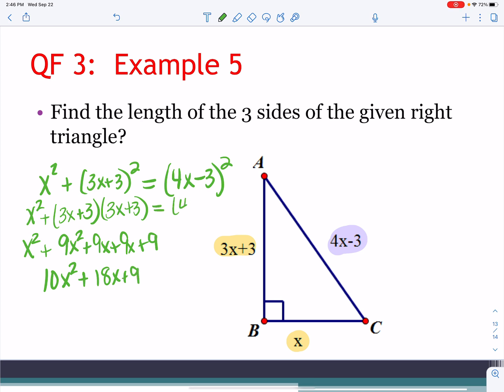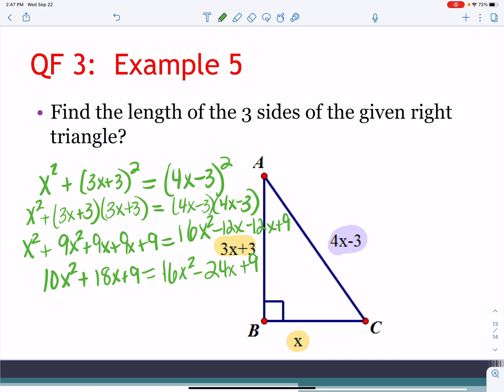And then on the other side, you're going to write the 4x minus 3 twice, and you're going to FOIL. Okay, some of you are going to be stubborn and be like, why is she doing it the long way? And why can't she just make it 16x squared minus 9? Well, because it's wrong. You have to write it twice and FOIL. So this is 16x squared minus 12x minus 12x plus 9. So that is 16x squared minus 24x plus 9.